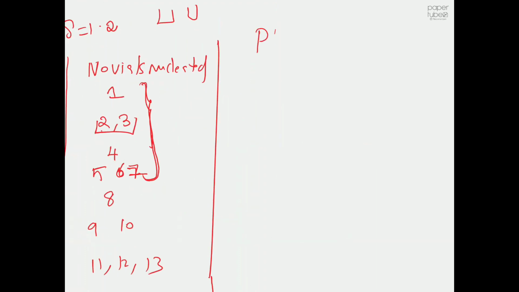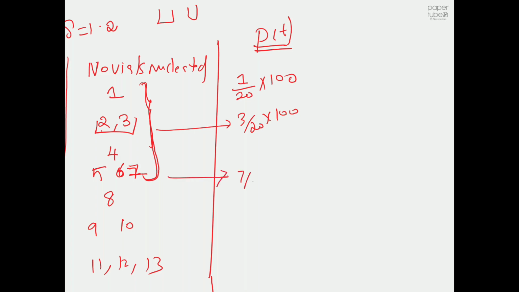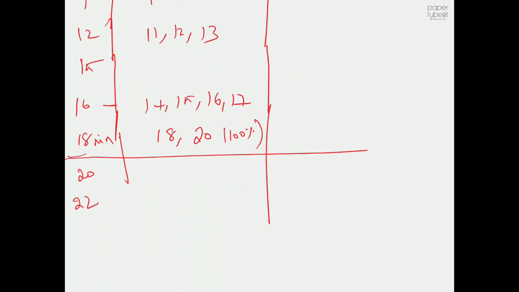So now we can calculate the probability of nucleation. This is very simple. This is 1 divided by 20 multiplied by 100. Here it is 3 divided by 20 multiplied by 100. Here it will be 7 divided by 20 multiplied by 100. So this is a percentage, the percentage of your vials getting nucleated. If you started with 20 vials, 7 by 20 multiplied by 100 is the percentage of vials which got nucleated.